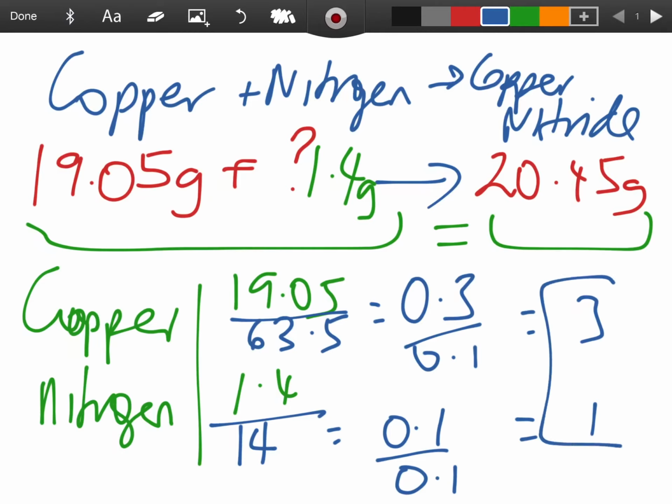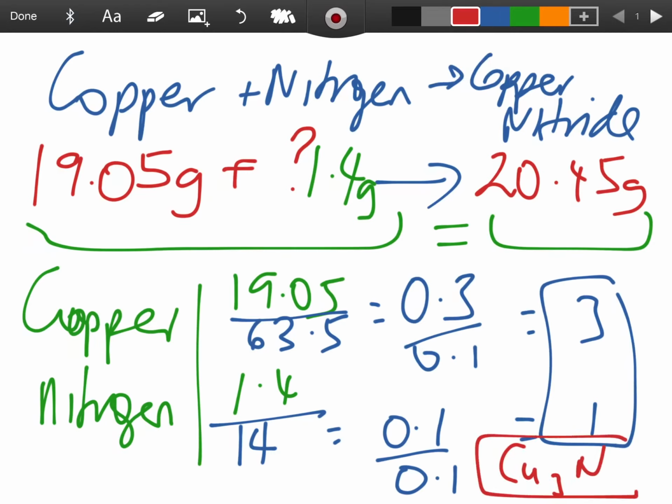So our ratio here is 3:1. And don't forget to write the actual formula out at the end. So it'll be Cu3N, copper nitride.